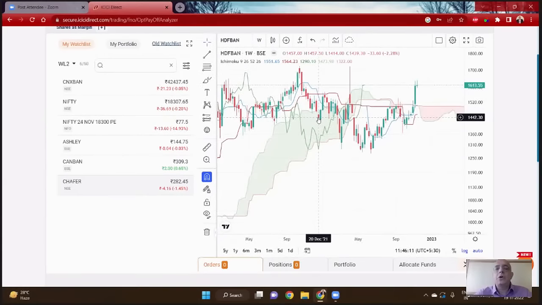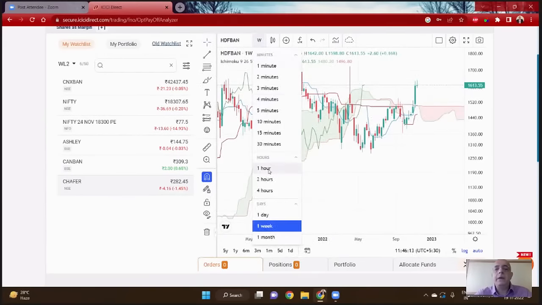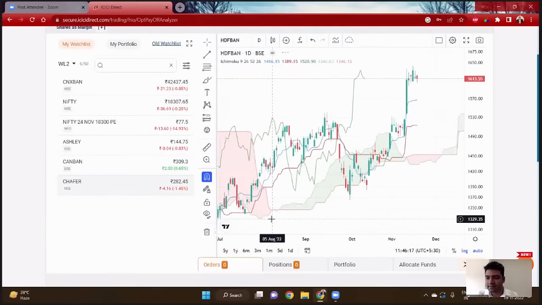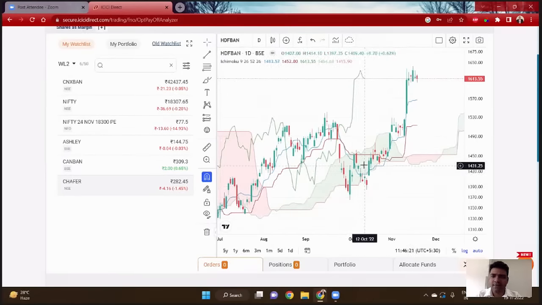So is it a short-term view or any particular? Sir, वो तो उन्होंने ये नहीं किया है, specify नहीं किया. But let us see it from a normal daily view.